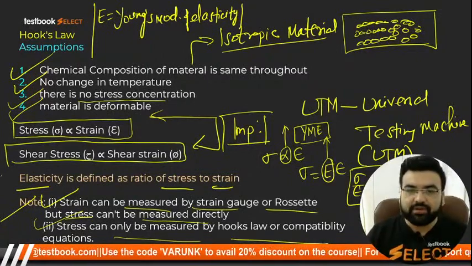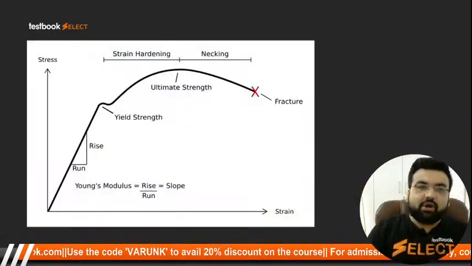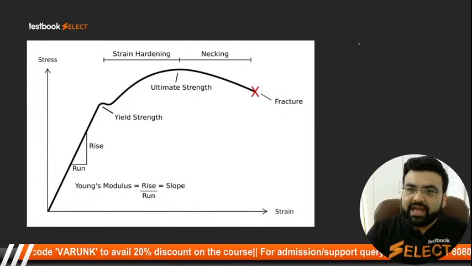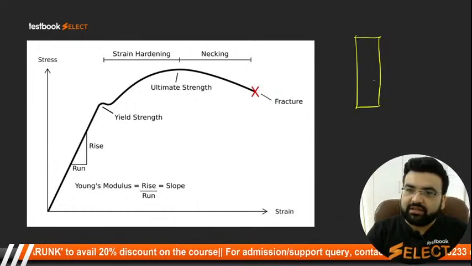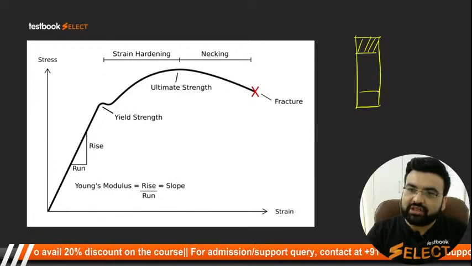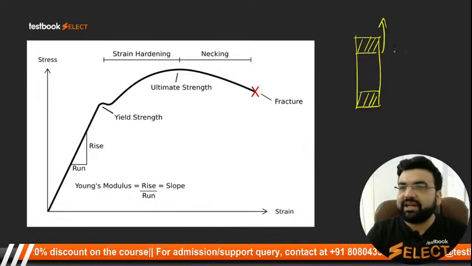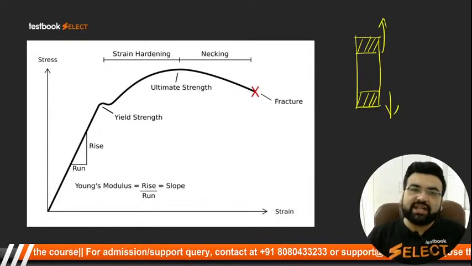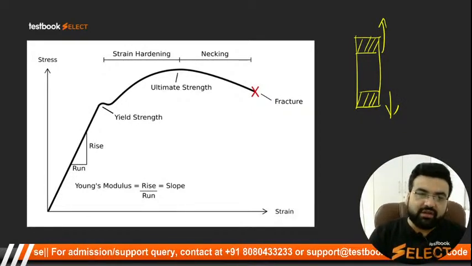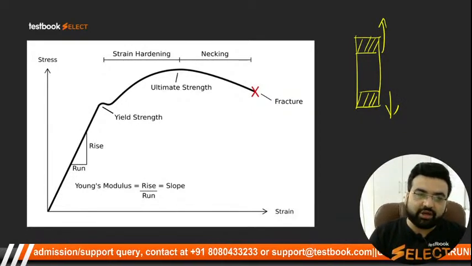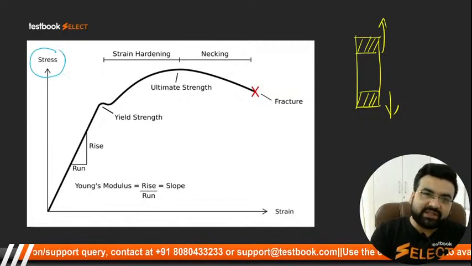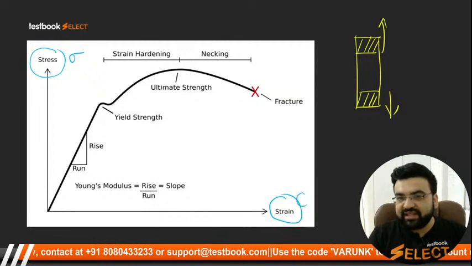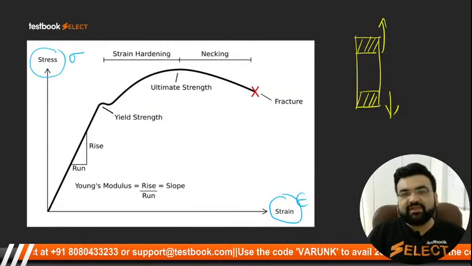चलिए आगे बढ़ते हैं स्टूडेंट्स। Now let us discuss about the stress versus strain curve. तो स्टूडेंट्स, जब भी आप एक यूटीएम के अंदर, ये आपका यूटीएम था, this was the upper jaw, this was the lower jaw, और आपने जब मटेरियल को खींचा तो स्टूडेंट्स आपका एक ग्राफ बनता है which is called as the stress versus strain curve, which you can see in this particular figure also. So on the y-axis you have the stress, that is sigma. On the x-axis you have the strain, that is epsilon. So this is the stress versus strain curve.